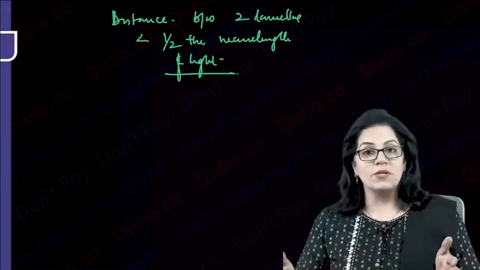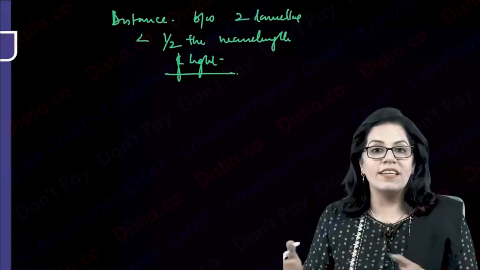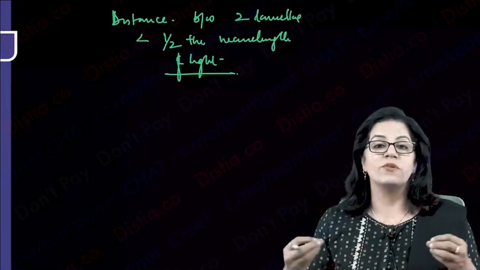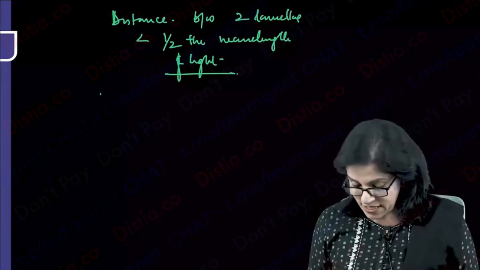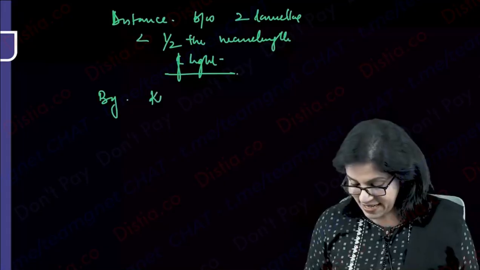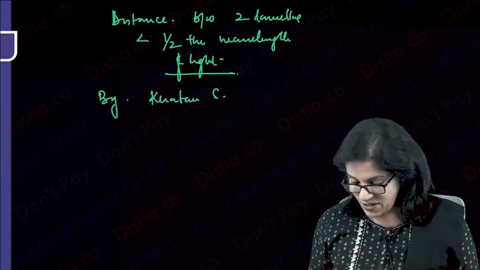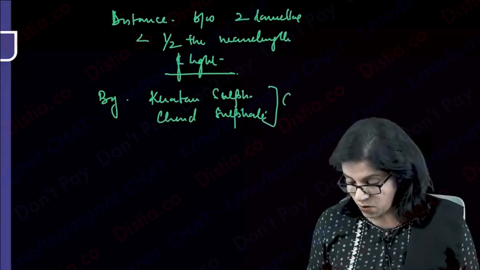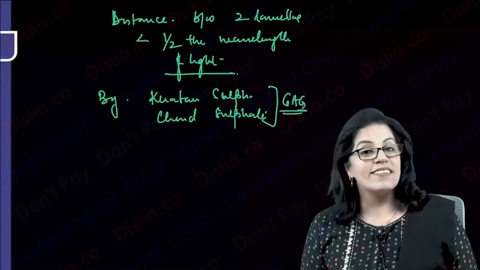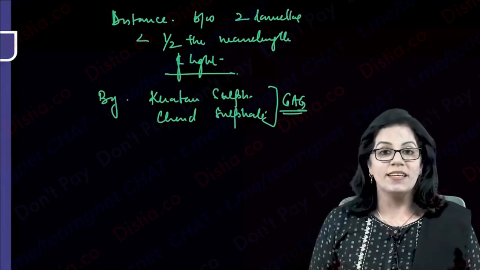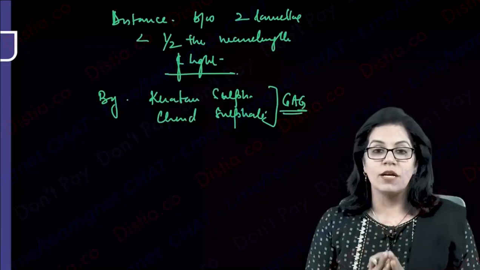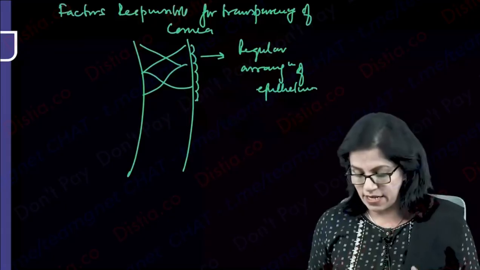And this exact spacing of the corneal lamellae is being assisted by the ground substance. This is being done by keratan sulfate and chondroitin sulfate. This is how these glycosaminoglycans are contributing to the transparency of the cornea. Got it? They help to keep the lamellae in the most organized, arranged and equally spaced way.